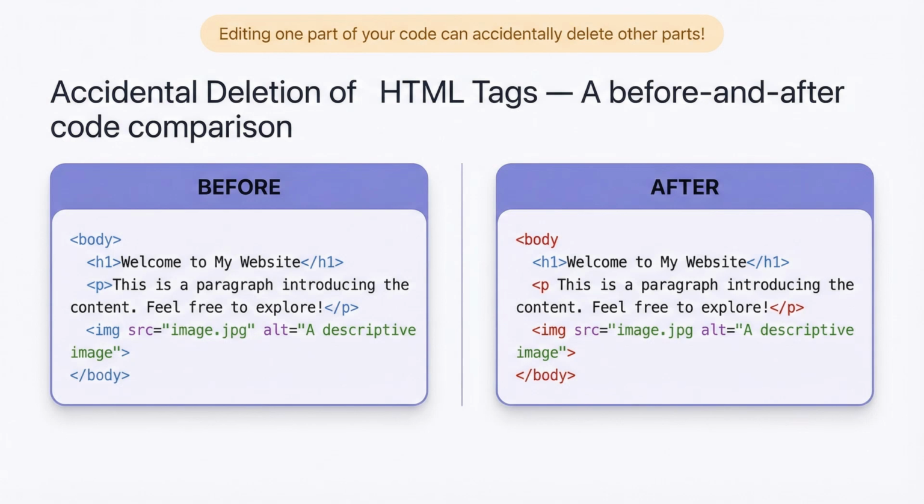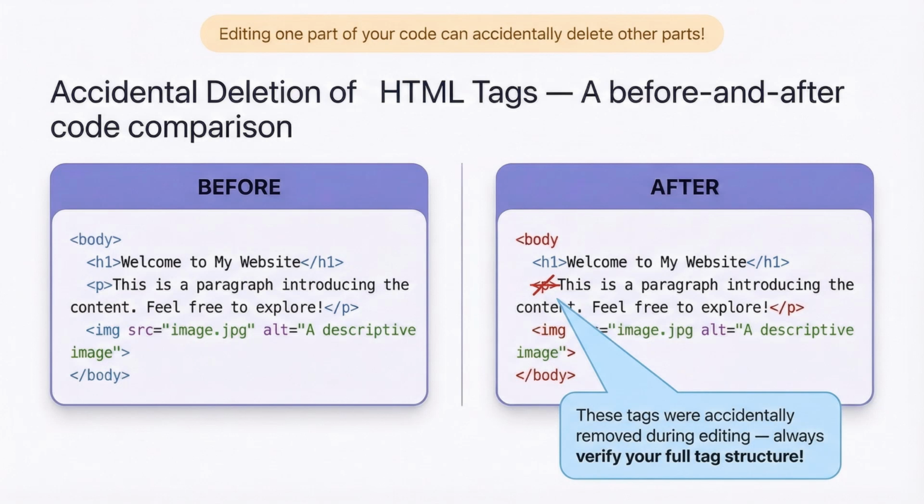One issue that came up during the session was that while trying to fix the image link, some of the other HTML tags in the body section got accidentally deleted. This is a very common problem when you're editing code manually, especially when copying and pasting. Always double-check that your opening and closing tags are still intact after making edits.